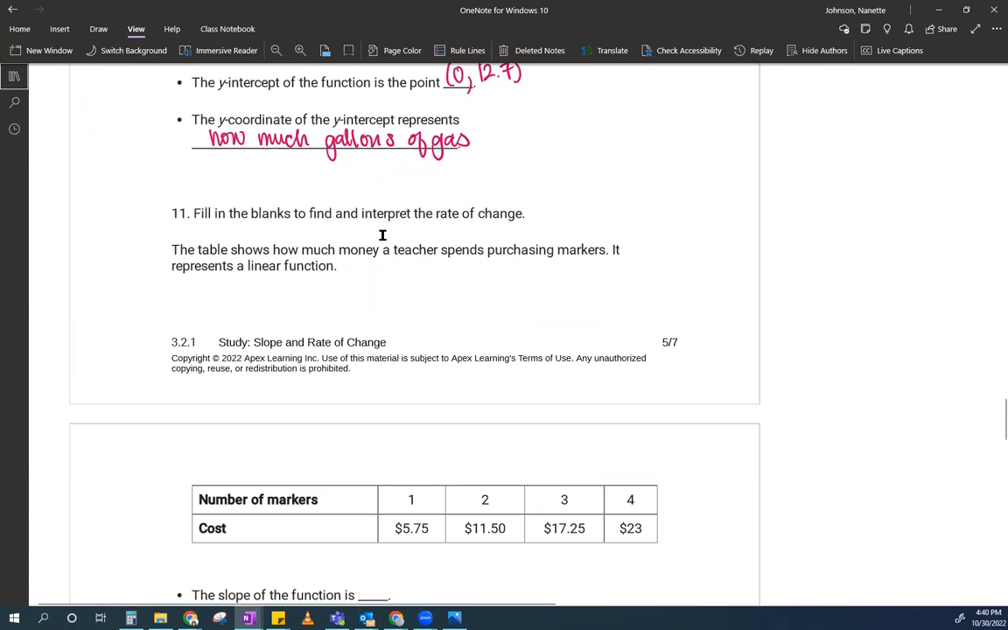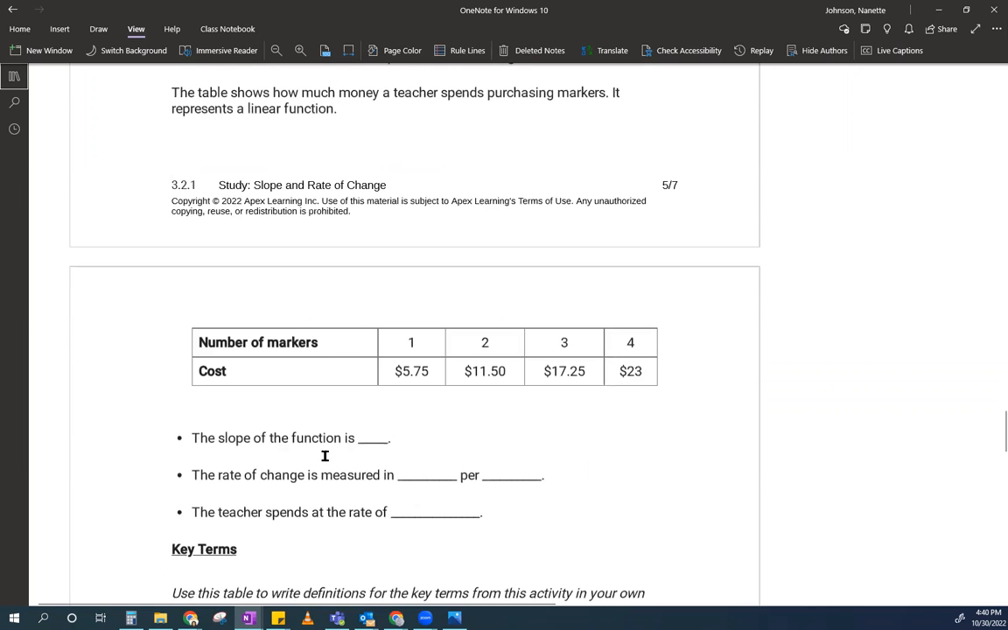It says fill in the blanks and find and interpret the rate of change. The table shows how much money a teacher spends purchasing markers. It represents a linear function. So 1 set costs $5.75, 2 sets cost $11.50, and so on. The slope of the function is what? Okay, well, if you remember earlier when we were finding our slope, we were subtracting. So it's 1150 minus 575, right? And then so when I subtract, I get 575.